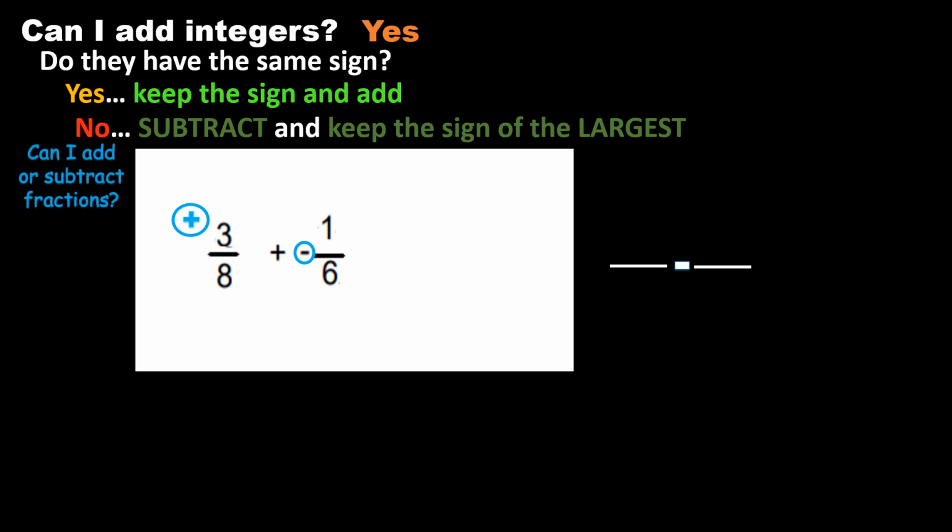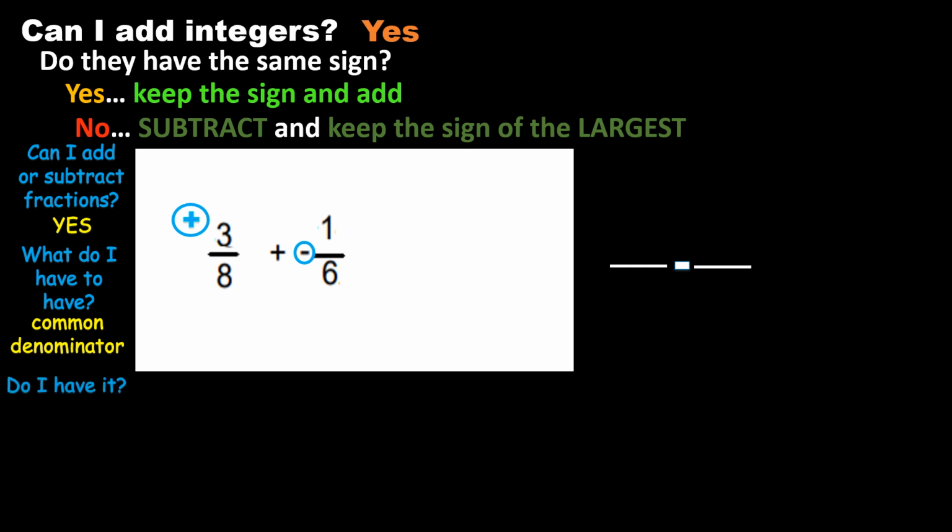So when I look at my setup then, I have to think about fractions, and I have to go through my math questions that I have for fractions. Can I add or subtract fractions? That answer is yes. But then I have to remember, what do I have to have? I have to have common denominators. And in this one, do I have it? Well, the denominators, once again, are the bottom numbers. That's an 8 and a 6. No, I don't have it. So what am I going to do? I got to make it.